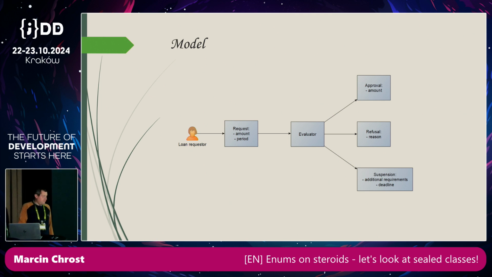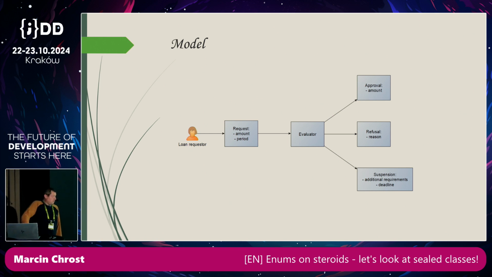And the third outcome is the situation when we tentatively decide to probably lend the money, but after this evaluation we say, okay, but we need some additional requirements to be fulfilled, and this is the additional requirements output parameter. And we also mention a deadline until which the person should be able to present this requirement. Okay, that's fine.